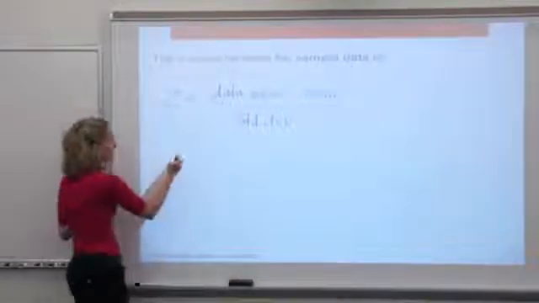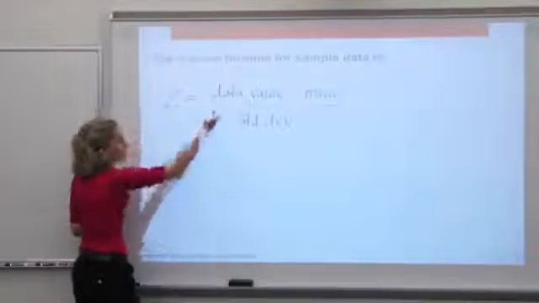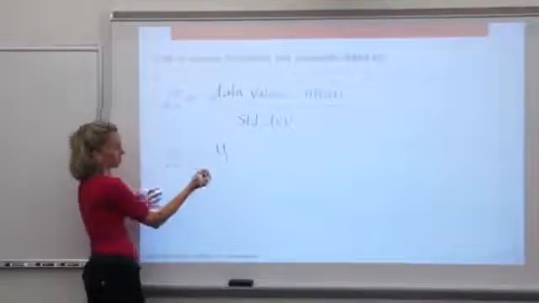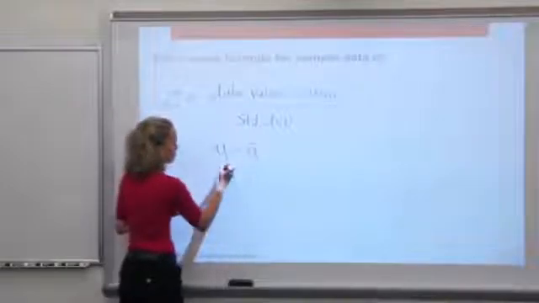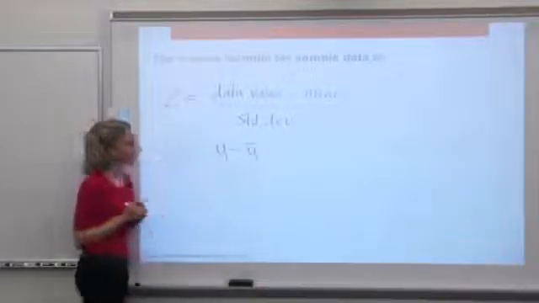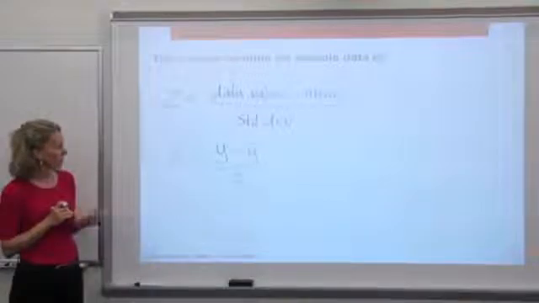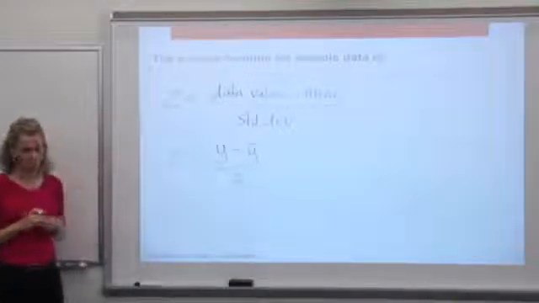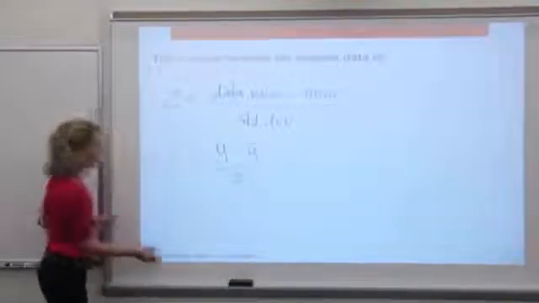When you have sample data, if we write this with symbols, the data value will use the symbol y. For the mean, we'll use y bar. And the sample standard deviation will use S. So next we'll compute some z-scores, applying that formula.